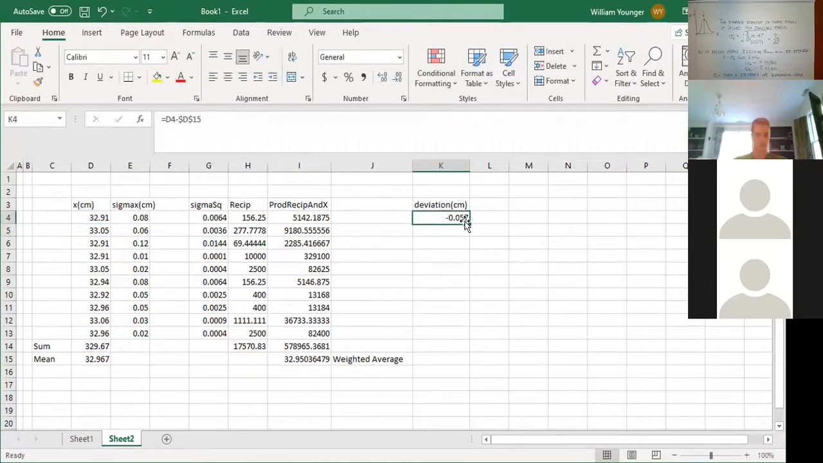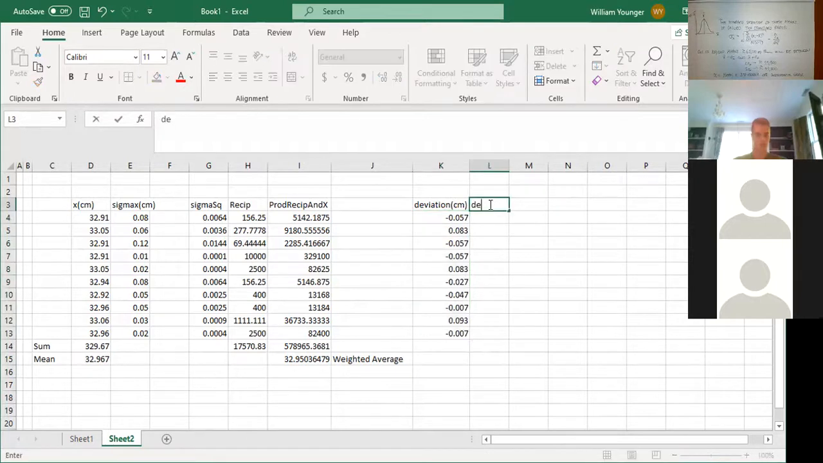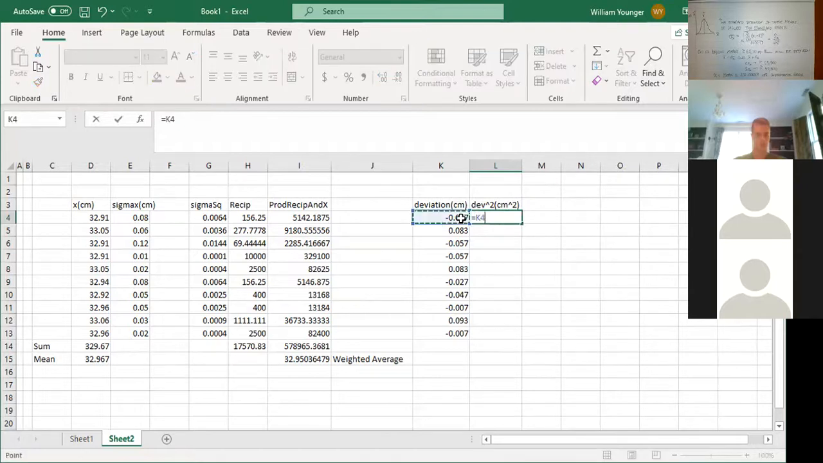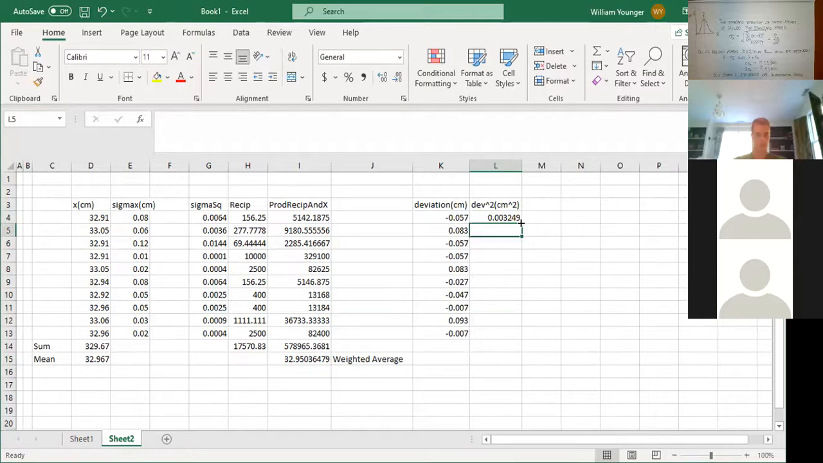Okay, so that's my deviation for the first one. And that's my deviation for all of them. Now, deviation squared, in centimeters squared. I'm going to make that big enough for us to see it. So I'm now going to take this and say equals this to the 2 power. So now I've got the deviation squared.